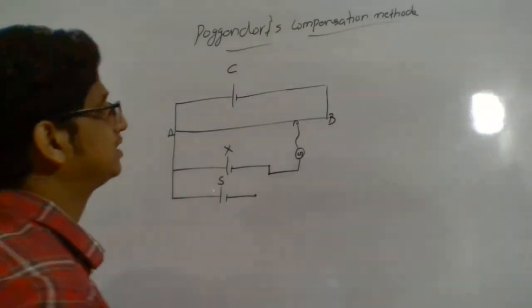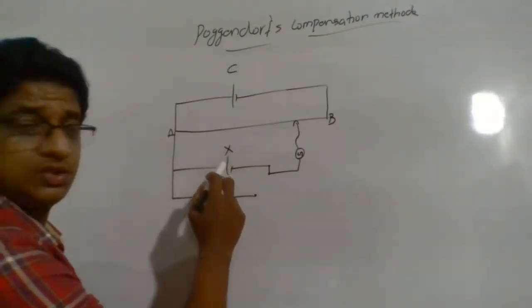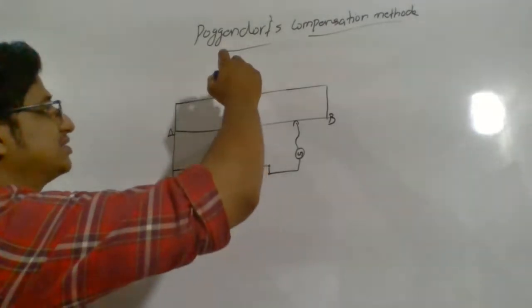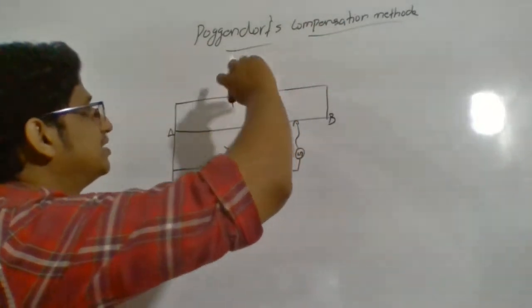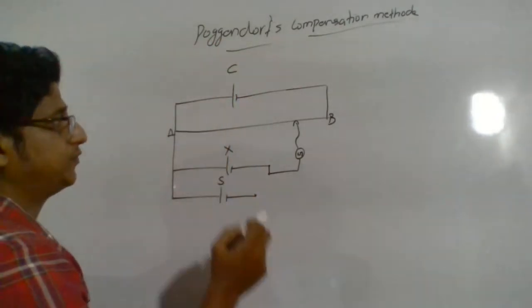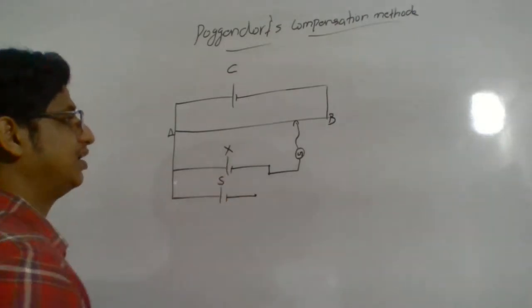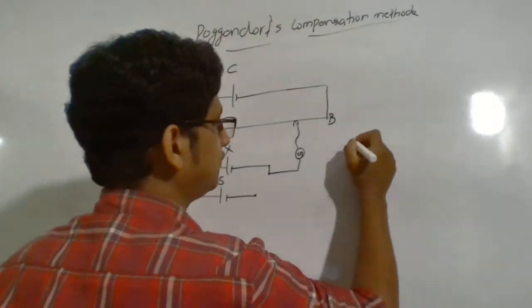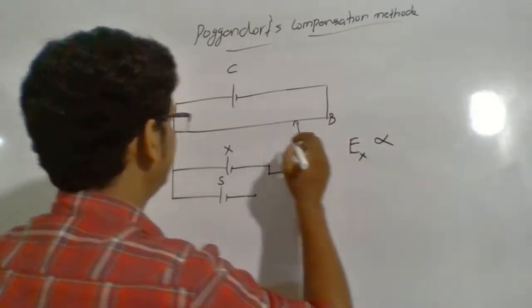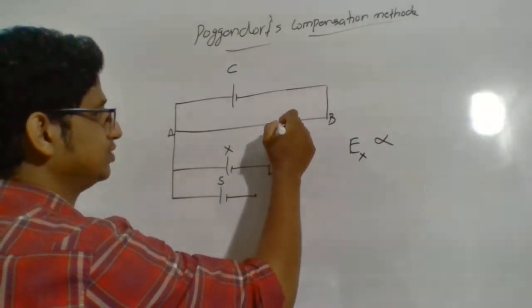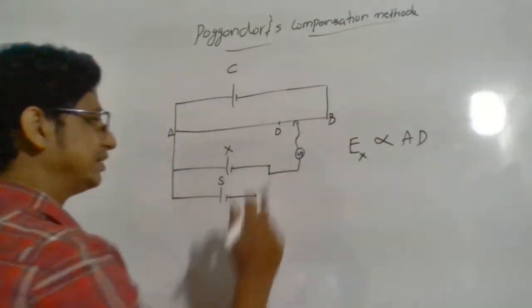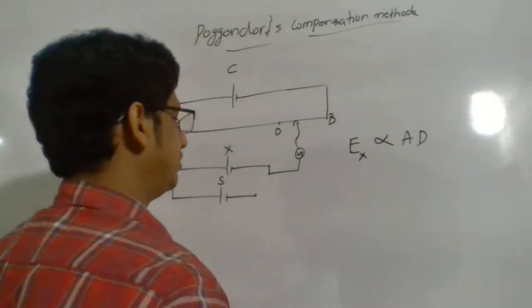So what's the principle? This is our unknown cell, and we want to know the EMF of this particular cell. What we can do here is provide an external, adjustable EMF. We can change the EMF, which helps to find the EMF of this unknown cell. The EMF of the unknown cell, let it be X, is always proportional to the balancing length. You put the jockey here, let it be D, and the length AD is always proportional to the EMF of the unknown cell.